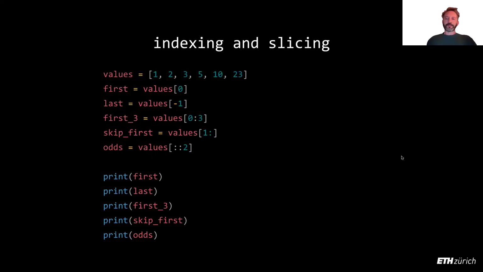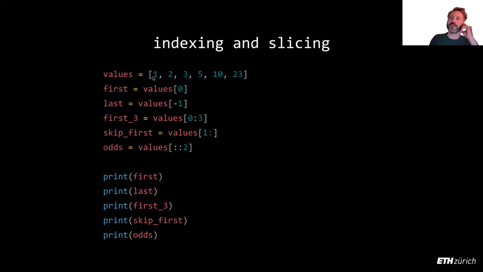And with a list, we can do all sorts of things. We can get parts of it, which is called slicing. We can get indexes of it. We can assign parts of it. So if we have a list of values, we can get the first one by indexing, or getting the index 0 of it.